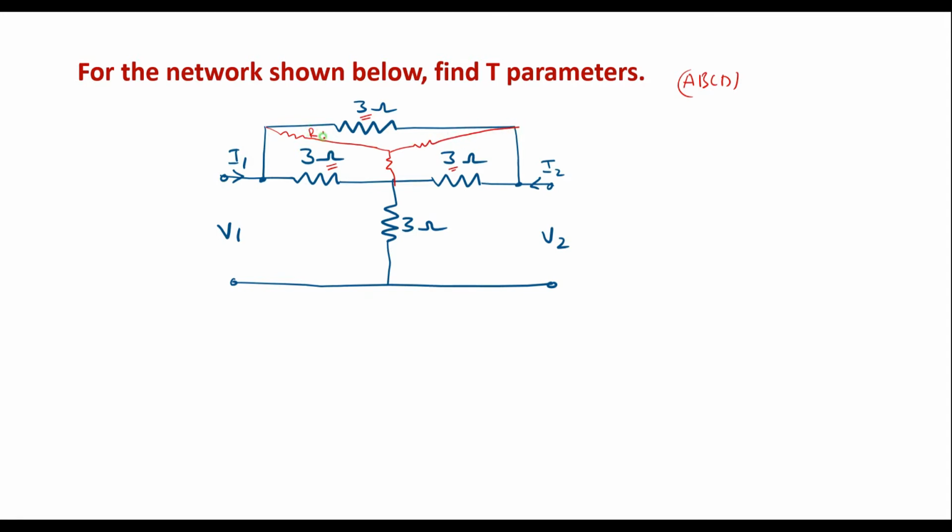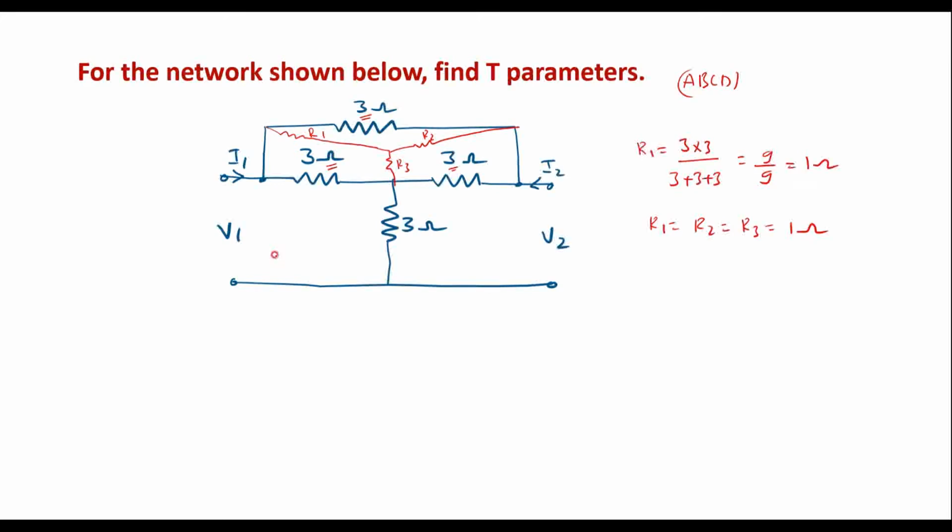So let this be R1, let this be R2 and let this be R3. In the equivalent star network, this R3 will come in series with this 3 ohm. Let's calculate the star values. R1 is equal to the product of adjacent resistors, that is 3 into 3, divided by the sum of these 3 resistors, that is 3 plus 3 plus 3, which is 9. So 9 by 9 is equal to 1 ohm. R2 and R3 will also have the same values. Therefore, R1 is equal to R2 is equal to R3 is equal to 1 ohm.